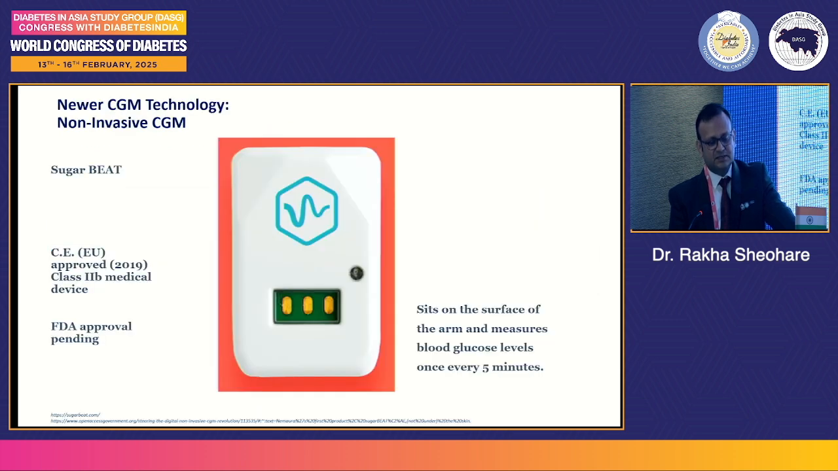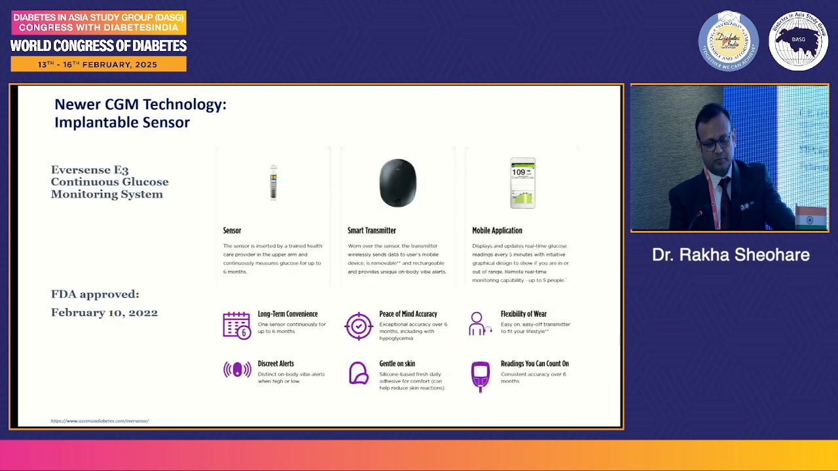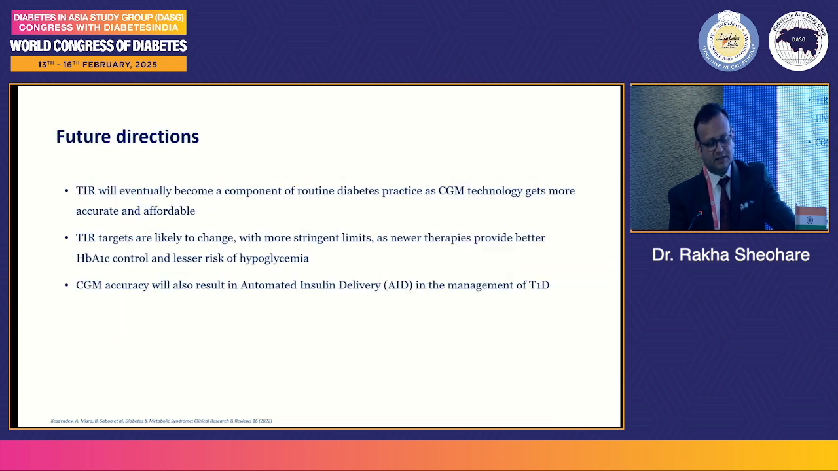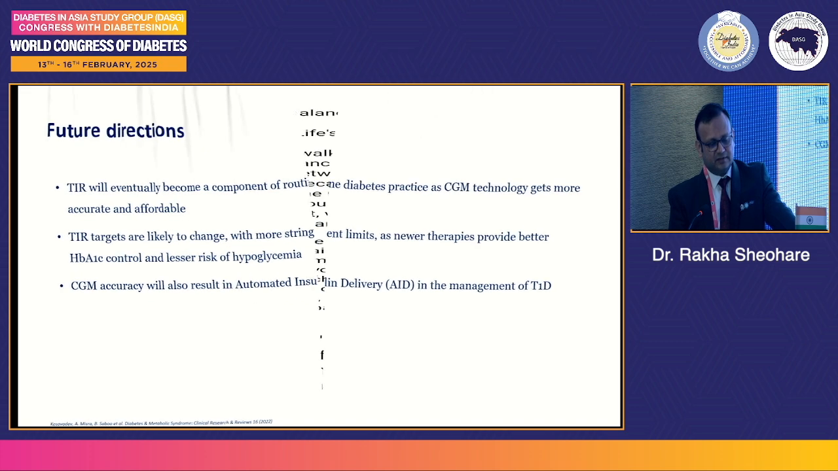There are newer CGM technologies, like the wearable bead, sugar bead, which is a non-invasive method that can sit on your skin surface and measure sugar without a pricking needle. Implantables are coming in the future. There are ketone devices coming, which can give glucose and ketone at the same time. Future directions are very rosy, and CGM accuracy will enable automatic insulin delivery.